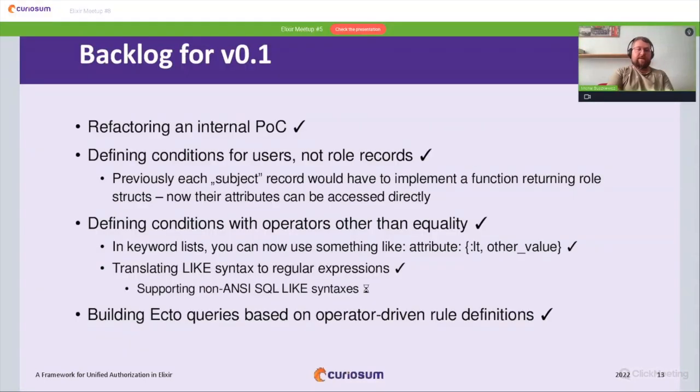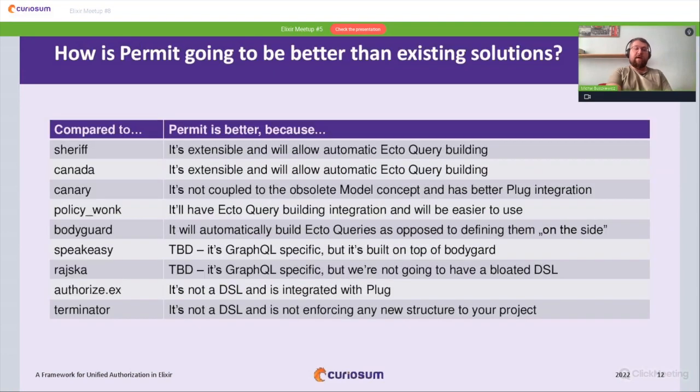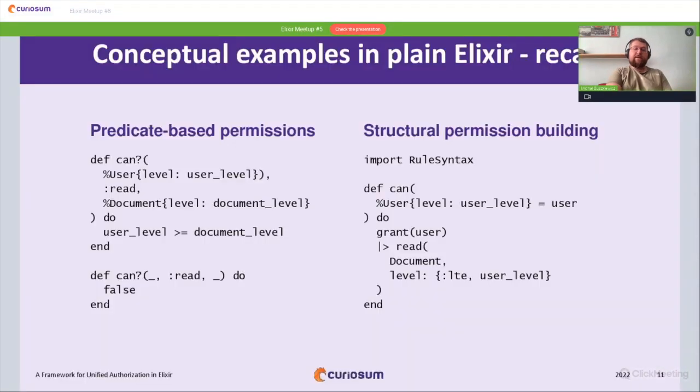Okay, the next thing we did was defining conditions with operators other than equality. So previously the thing you can see on the right hand side with the LTE user level thing was not possible because the first implementation was just like, you could have a keyword list of level, for example 5, or attributes, and then a value for that attribute, and it was all matched using an exact match, an equality match.